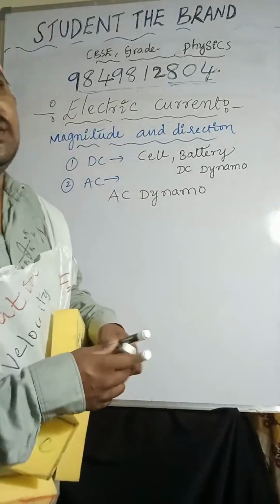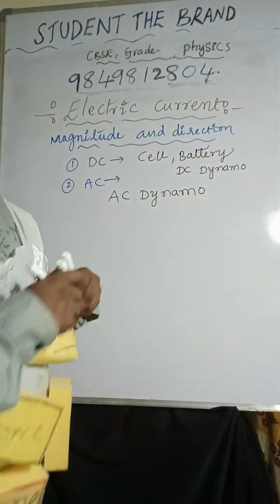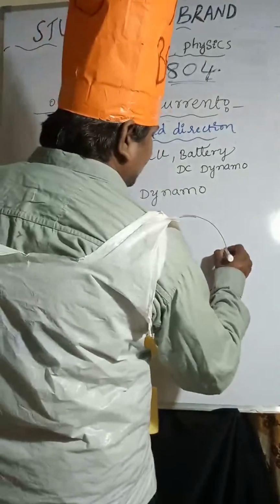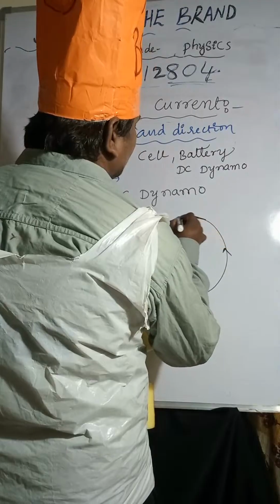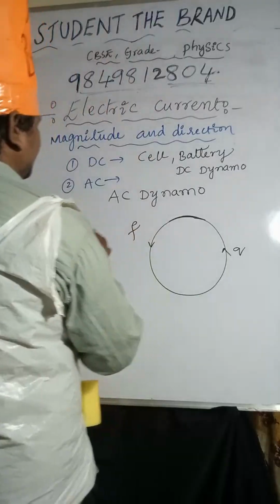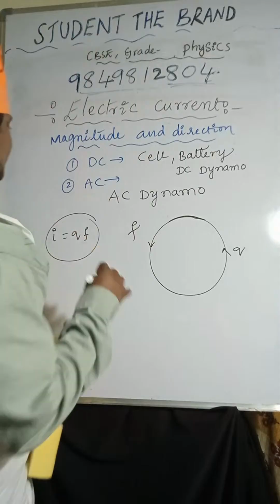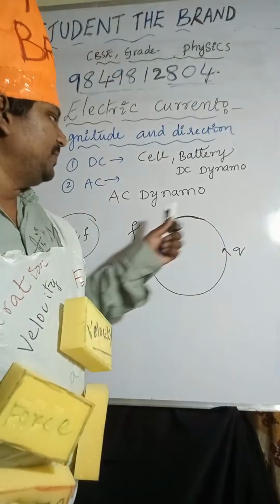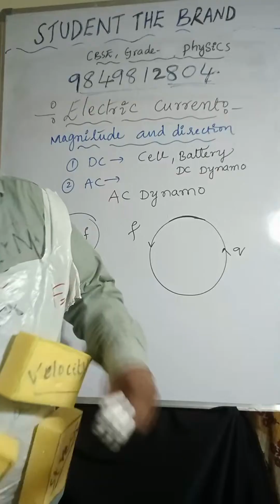If the charge is moving in a closed path with the frequency F, with charge Q, then I equal to QF. Once again, the charge is moving in a closed path with the frequency F, I equal to QF. Understood?